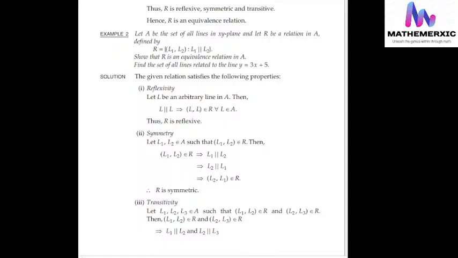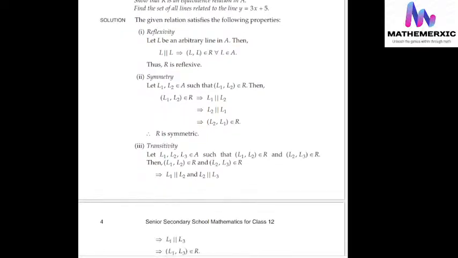So again, for equivalence, we have to go for reflexive, symmetric, and transitive. Reflexivity: L is parallel to L, so (L, L) belongs to R for all L belonging to A. Thus R is reflexive. Symmetric: (L1, L2) belongs to R implies that L1 is parallel to L2 and L2 is parallel to L1, obviously. So (L2, L1) belongs to R. Therefore R is symmetric in nature.